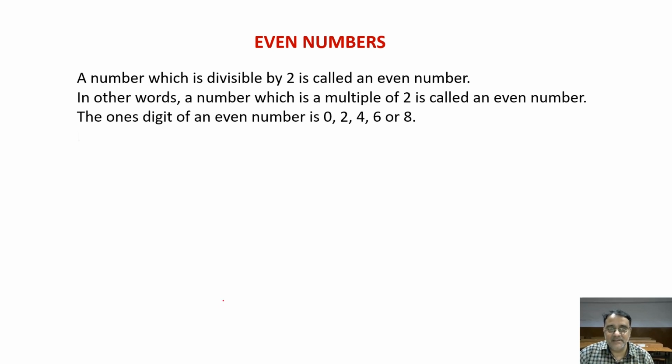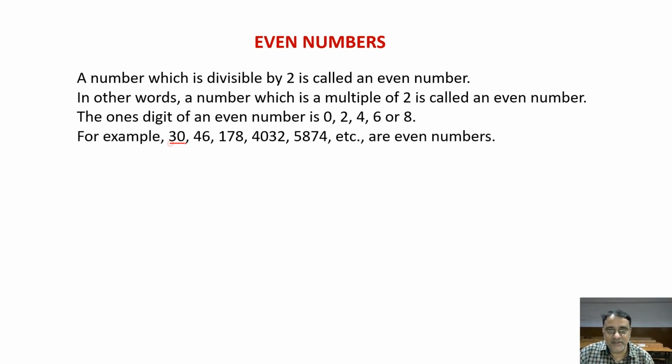For example, 30 में यूनिट प्लेस में 0 है, 46 में यूनिट प्लेस में 6 है, 178 unit place is 8 and 4032 unit place is 2. So all these are even numbers.